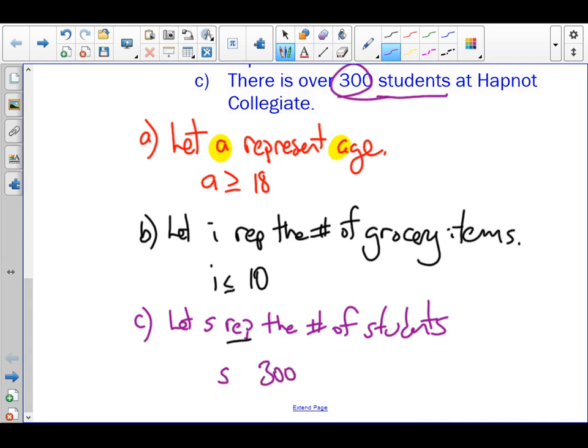It says there is over 300. If there's over 300, is that above or is that below? Well, over is above or greater than. So the inequality here that we would use is S is greater than 300.